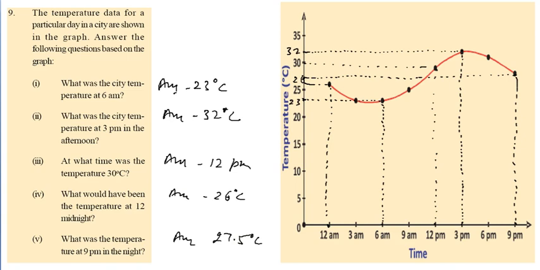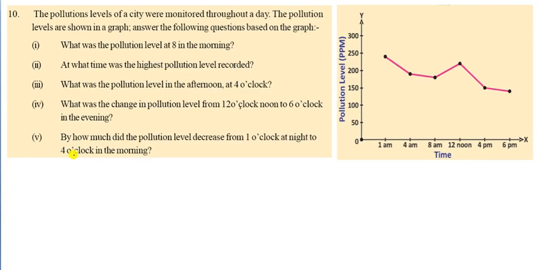Now let us come to the next one, and this one is the last question, question 10. The pollution levels of the city are mentioned throughout the day. The pollution levels are shown in a graph. Answer the following questions based on the graph. First question, what was the pollution level at 8 in the morning? You can see 8 in the morning, it is here. So you can see at the top, and pollution is here.